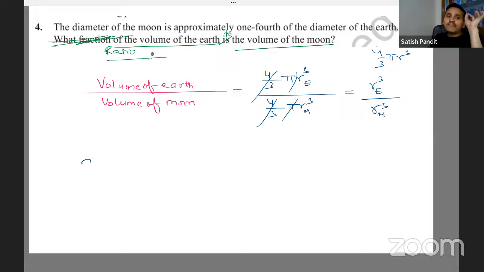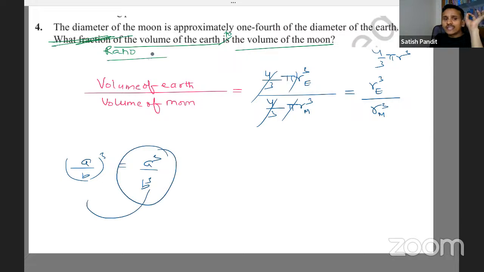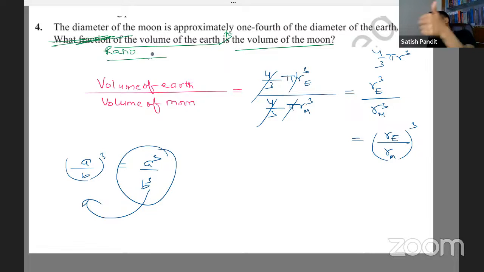So radius of the Earth to radius of the Moon, cube. See, if I have a by b the whole cube, can I write a cube by b cube? Now, if I have this, I can also write like this, right? So a cube by b cube means I can write a by b the whole cube. So this also I can write Re by Rm, the whole cube. Yes or no, everyone? Yes.